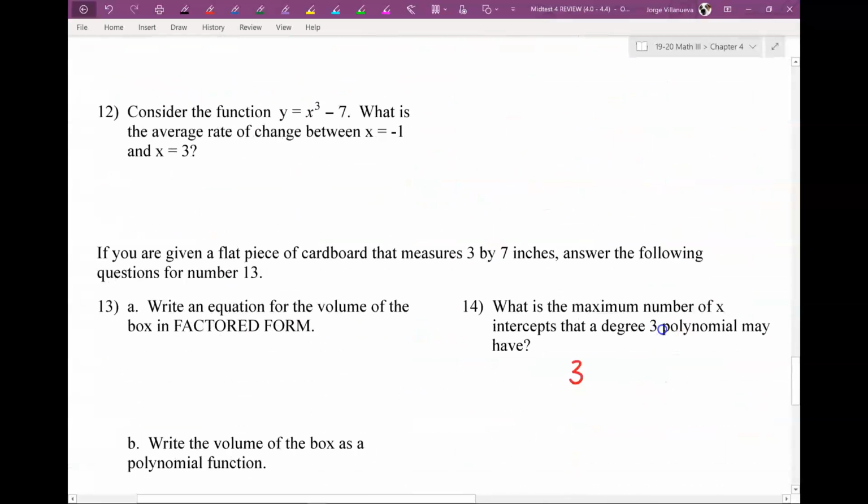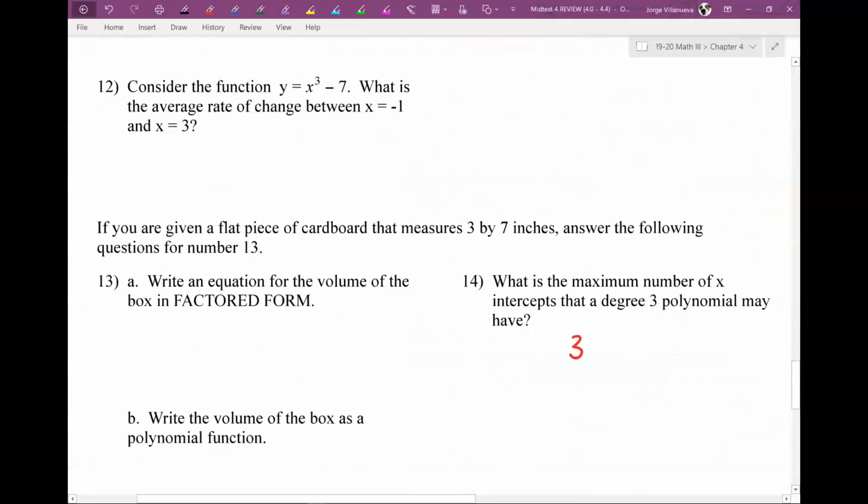It's up to you. All right, so 12, it says, consider the function y equals x cubed minus 7. What is the average rate of change between negative 1 and 3? So negative 1 and 3. So I'm going to plug in negative 1 into the equation of x cubed. So this will be negative 1 cubed minus 7. That's negative 1 minus 7. So that's negative 8.